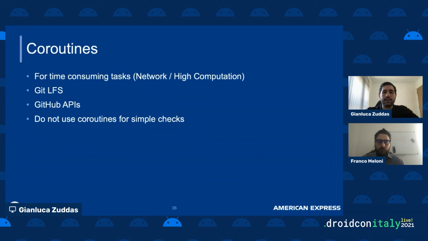However, using coroutines is recommended only for really time-consuming tasks, like, as I said before, network calls, high computation, bash commands like git lfs, or GitHub APIs. I wouldn't recommend using coroutines for simple checks, because keep in mind we have our list of modified, deleted files, so looping in a list of 10 modified files and checking them one by one is still a for loop of 10 modified files, so it's quite quick, and it doesn't give you any benefit to put that inside a coroutine. So it's better you execute that directly inside your Danger block and keep coroutines just for heavy stuff.